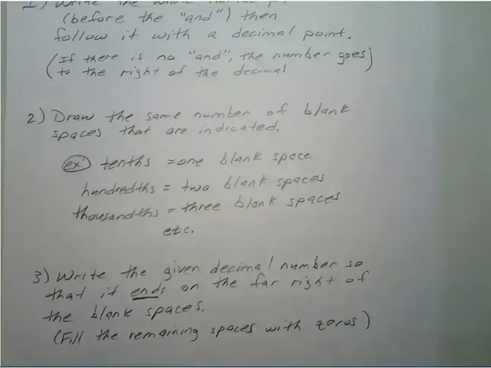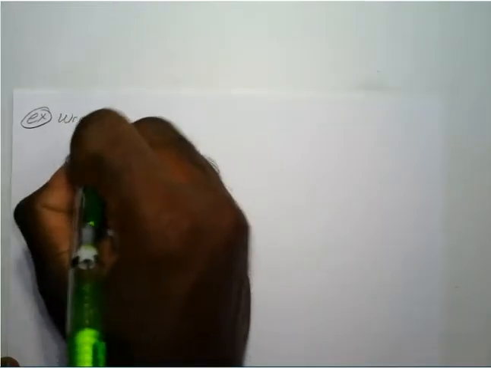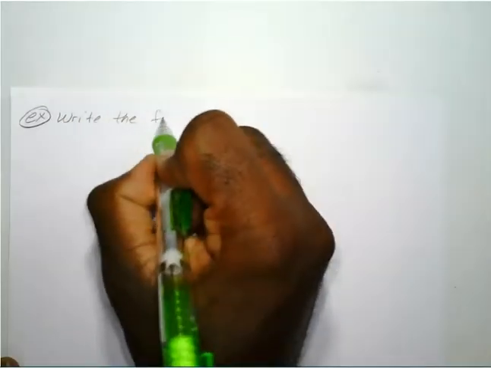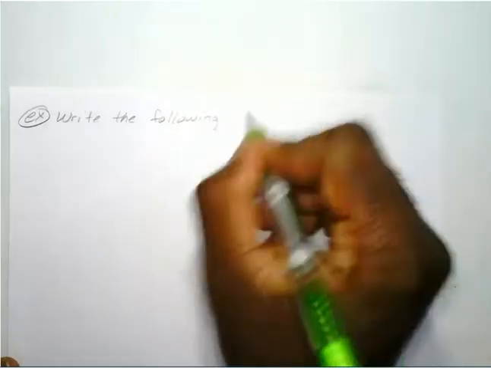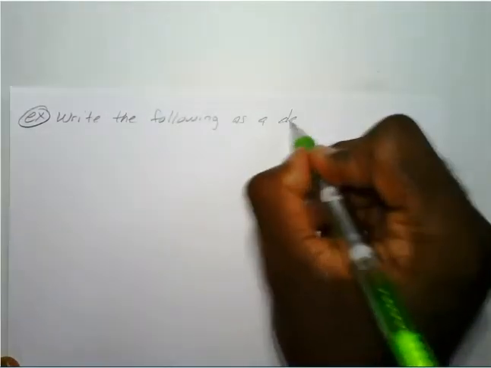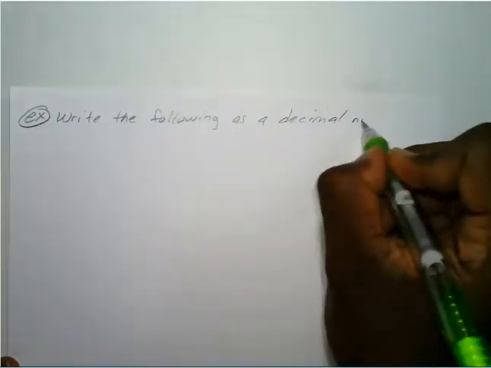Right? So those are the steps that would be involved in converting a decimal number into words and words into decimal numbers rather. All right, so if you are still writing, feel free to press pause, but we're going to go ahead and do a couple of examples. Okay, so let's say, for example, we want to write the following as a decimal number.